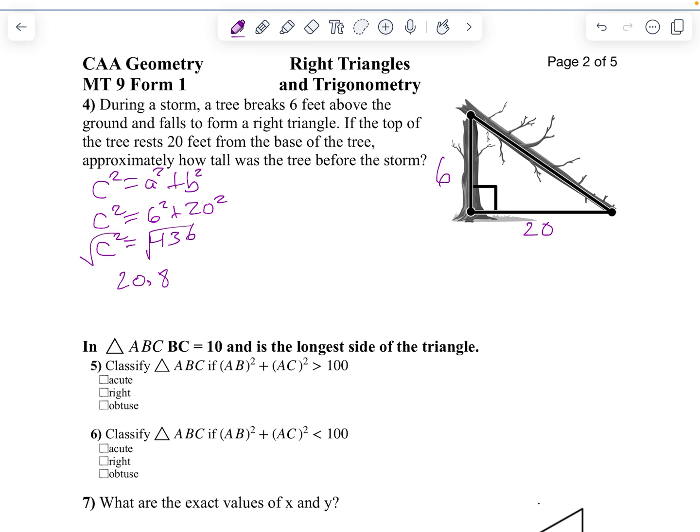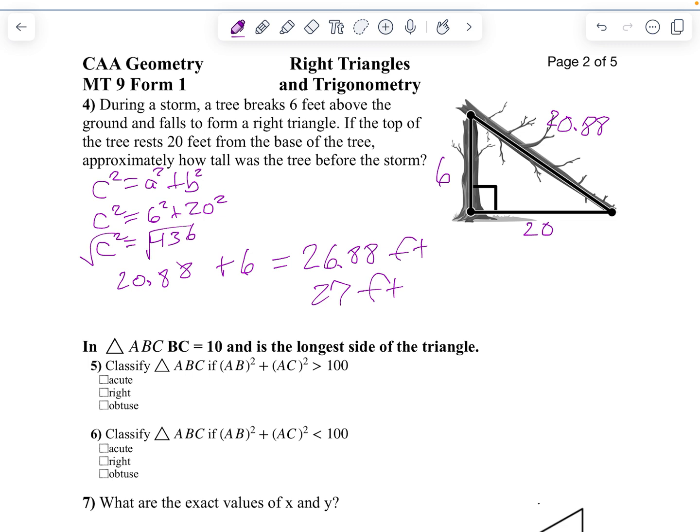8, we'll say. Now to find that total length, we're going to add 6 on because I want to know what the tree was before. So 26.88 feet. And it'd be fine to say 27 feet, wouldn't it? That'd be probably a little bit closer.